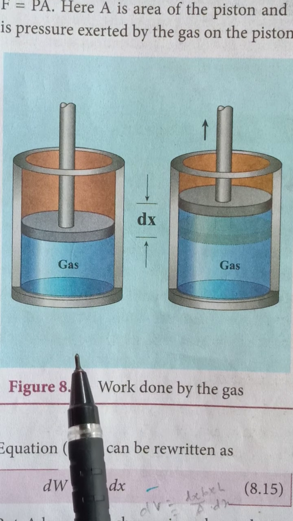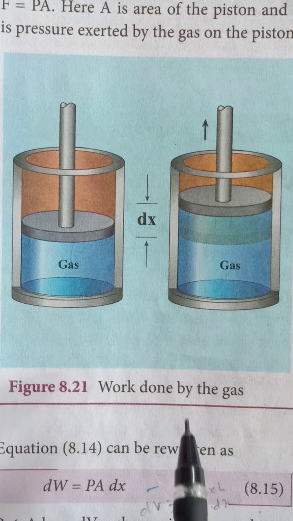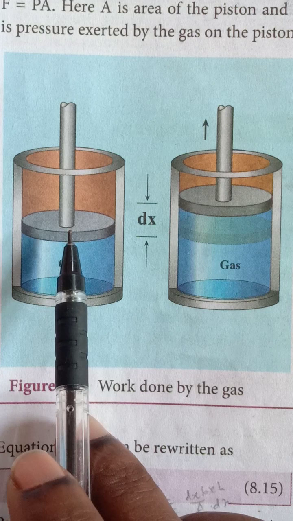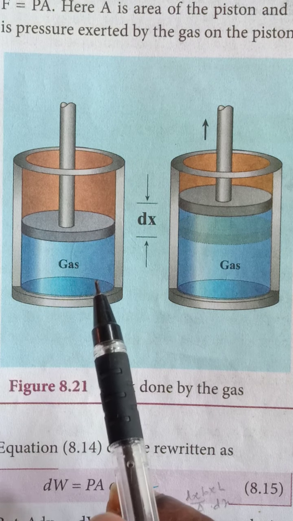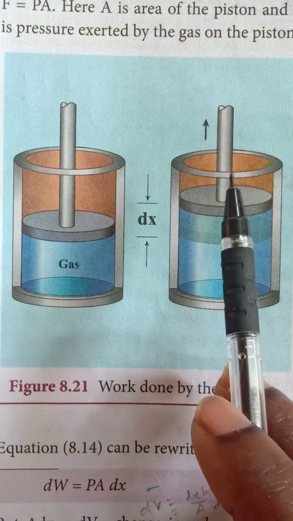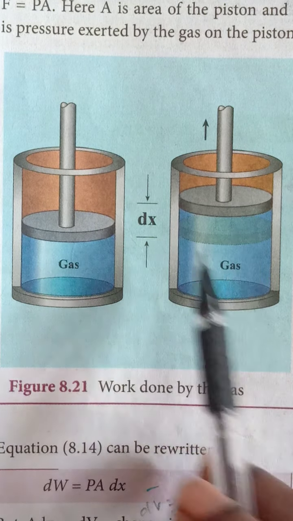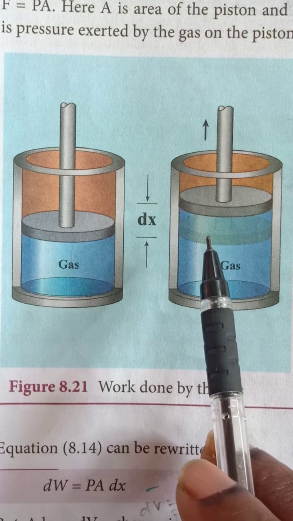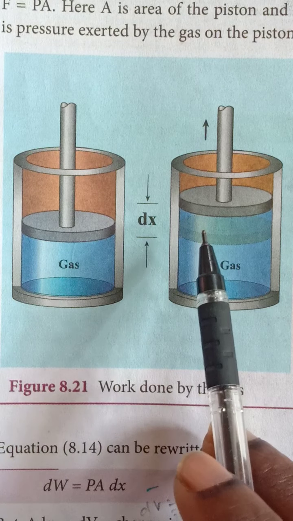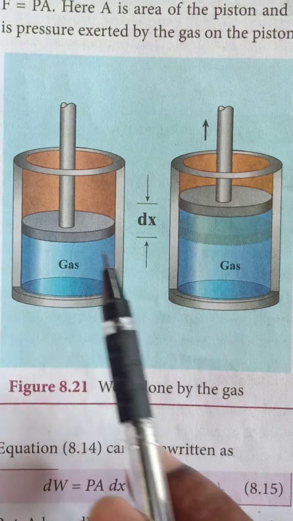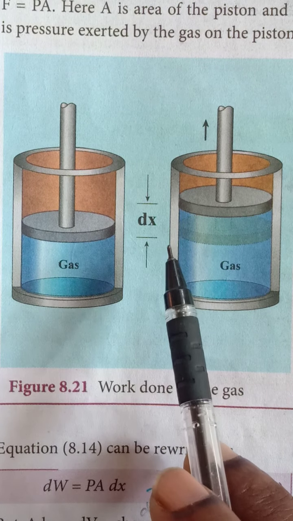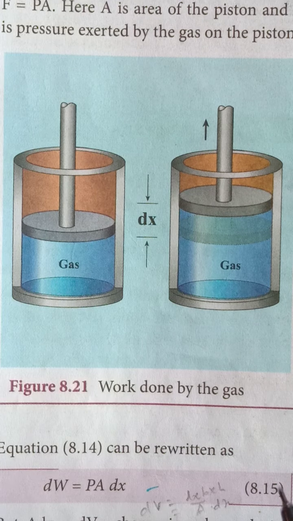So now we have to find out the work done by the gas. Consider a cylinder filled with the gas. This is a piston. Now we move the piston upwards by pushing slowly, the meaning of a quasi-static process. So the volume will be increased. The distance moved by the piston in the gas is dx. Clear? The piston is moved upwards, and the volume of the gas is increased by the distance dx. Using this we can find the work done by the gas.